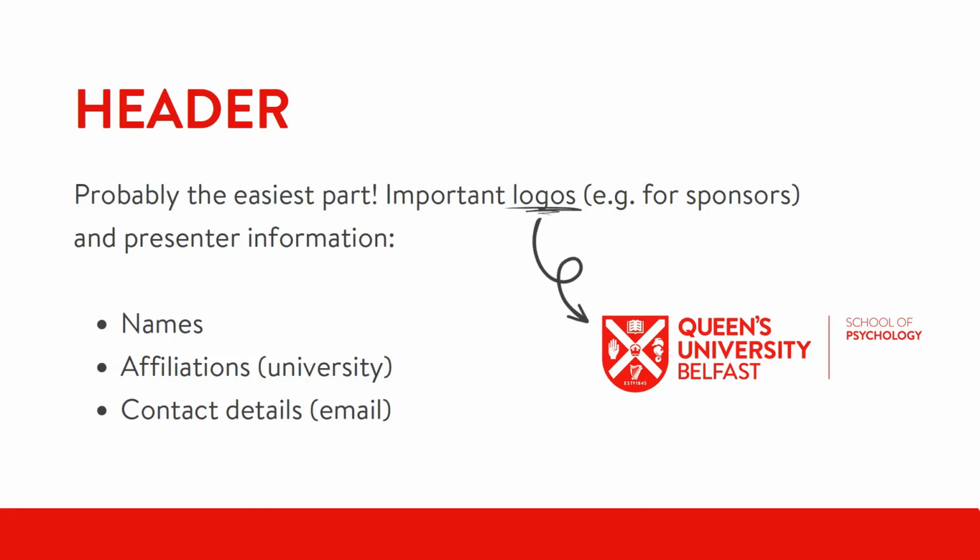So, for example, the university that you're based at, or any organization that sponsored your research. For example, I'm doing my PhD at Queen's, and my PhD research is funded by the Northern Ireland Department for the Economy. So, whenever I do a poster, I always have to make sure that there is a logo for both the School of Psychology at Queen's and the Northern Ireland Department for the Economy.